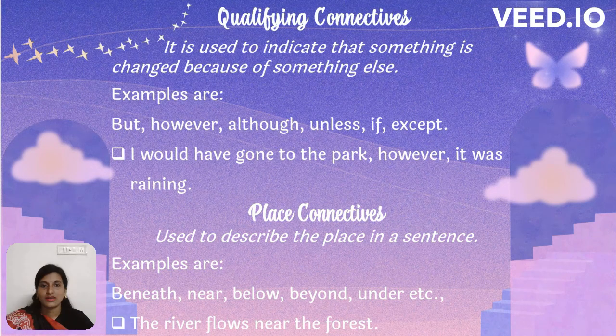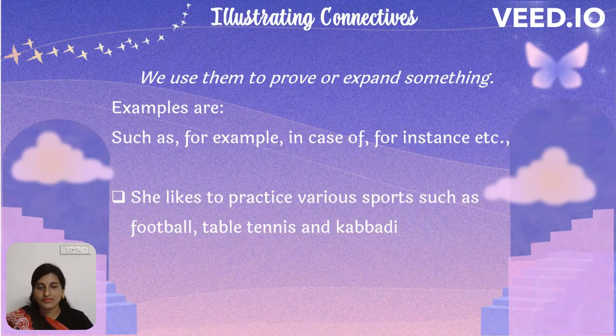Place connectives are used to explain about the place in a sentence. Some examples of place connectives are beneath, near, below, beyond, etc. Let's see the example over here. The river flows near the forest. Here we can easily identify that the place connective is near. That is indicating in which place the action is being performed in a sentence.